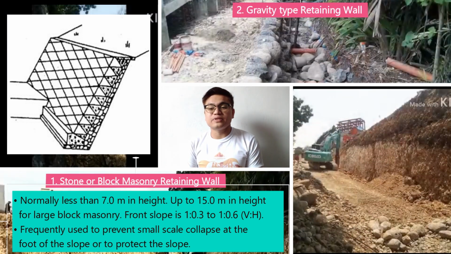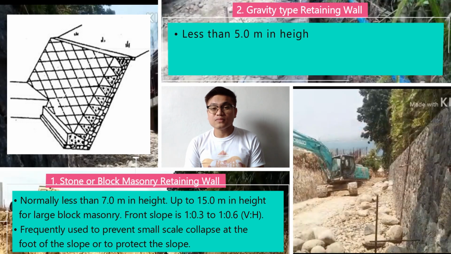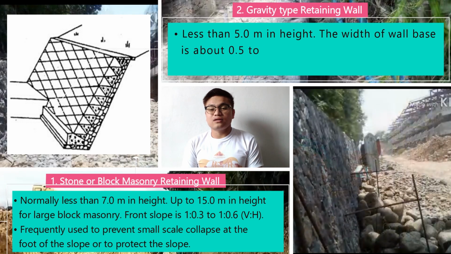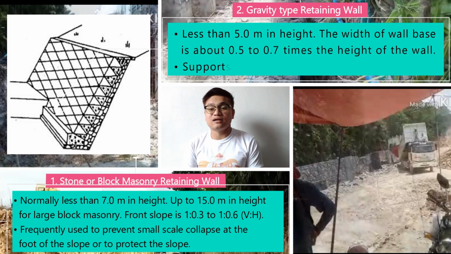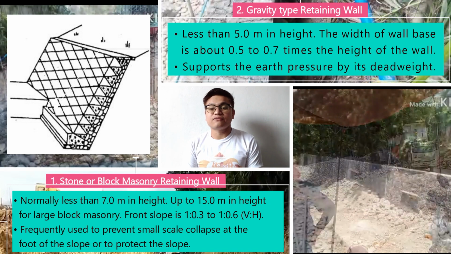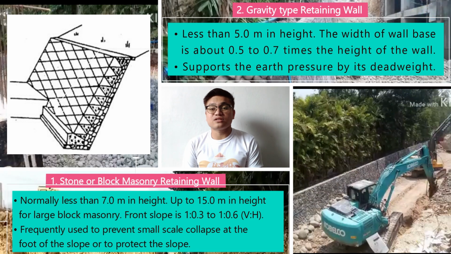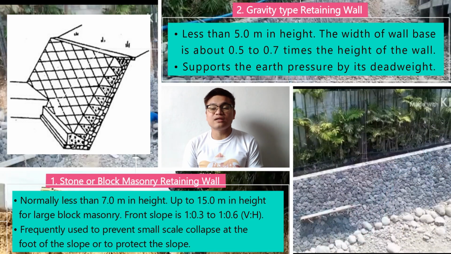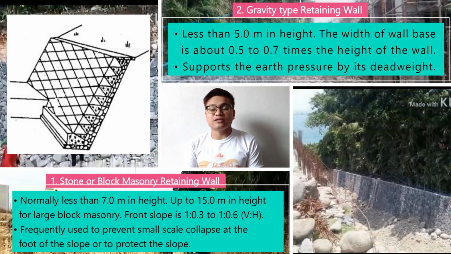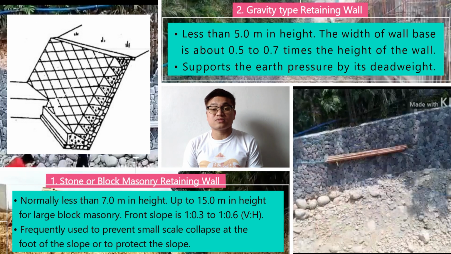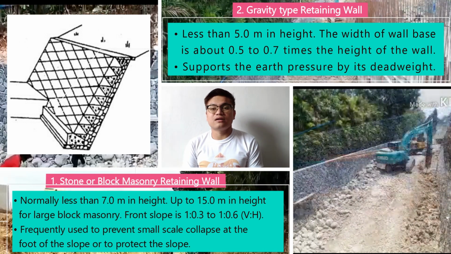Number 2 is gravity type retaining wall. For this retaining wall, the height is less than 5 meters. The width of the wall base is about 0.5 meter up to 0.7 meter times the height of the wall. These retaining walls are used to support the earth pressure by its dead weight.